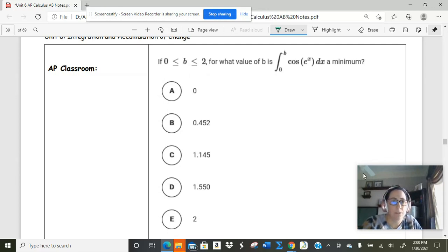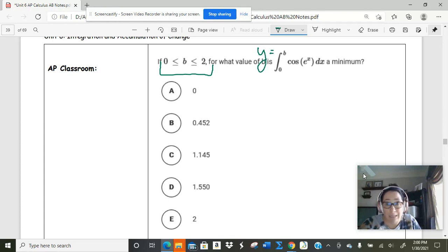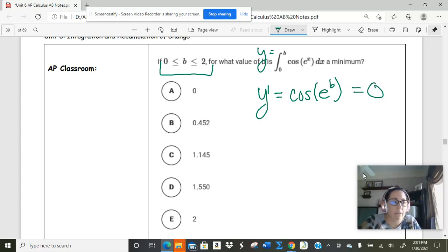Okay, so this one wants to know for what values of b does this one have a minimum? So I'm going to let that equal some type of function y, whatever. So I'm going to find the derivative. That would be the cosine of e to the b, and then the derivative of b would be 1. So I'm going to find the 0 here, and I'm only looking between 0 and 2.